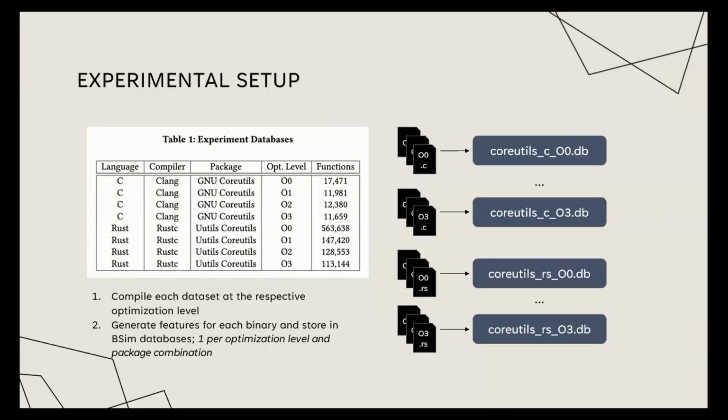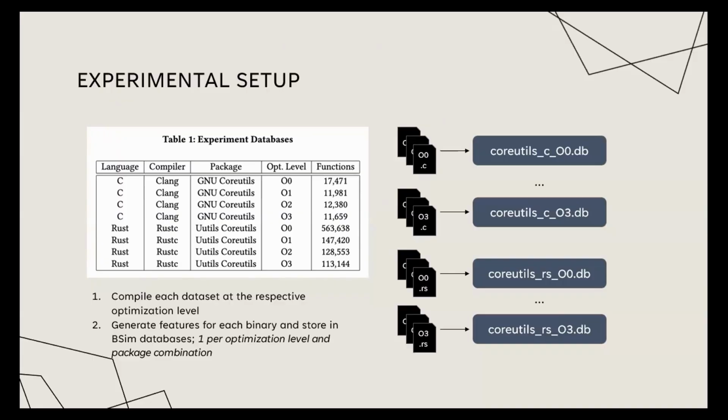Okay, so now we're on to our experiment. We gathered eight different databases. BSIM works on a database level. Four are for C-based binaries and four for Rust-based binaries. We use coreutils as our experimentation case here. There's actually a Rust port of coreutils that is meant to be a stand-in, so that's what we use. At each optimization level, we create one database, so in total we have eight databases: one for C at O0, one for C at O1, and so on, and the same for Rust.